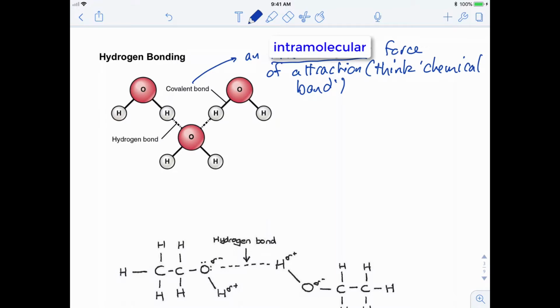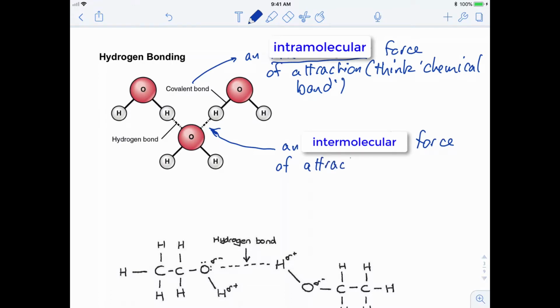On the other hand, we have this particular dotted or dashed line, and this is representing an intermolecular force of attraction. So there's a distinction: intra, between atoms of a molecule, whereas intermolecular forces are forces of attraction between neighboring molecules. So not within a molecule, but between molecules. It is these forces that get broken when a substance changes state from, say, liquid to gas.